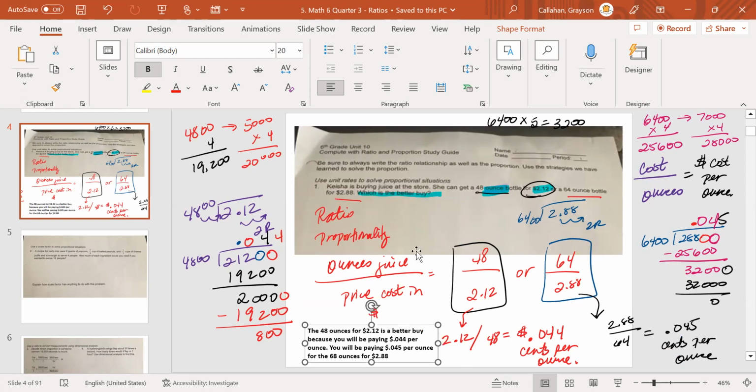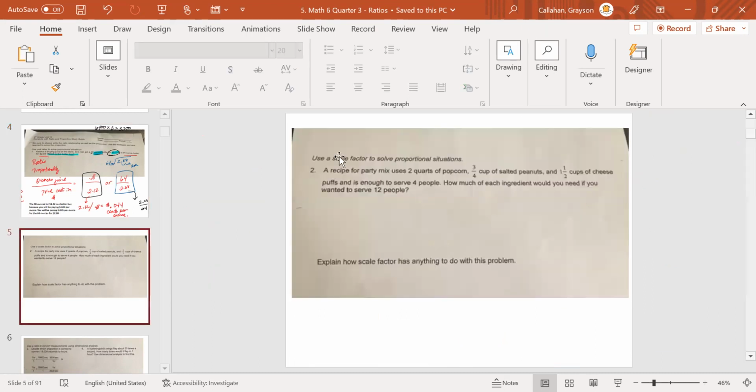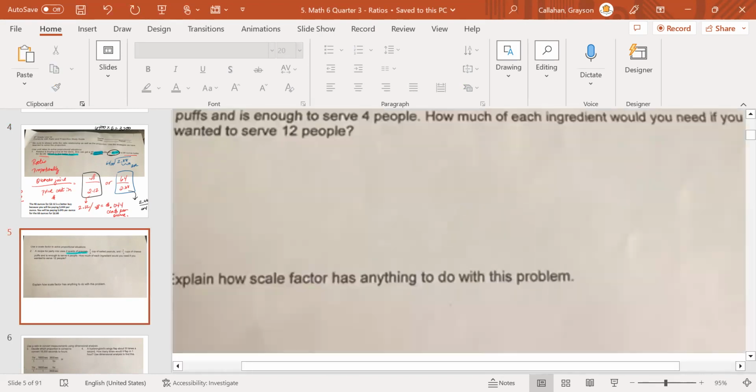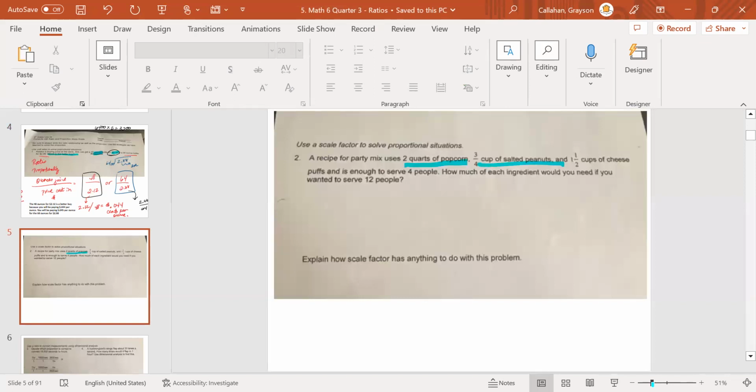So you just go back and answer the question. All right, let's go on to the next one. Number 2, a recipe for party mix uses 2 quarts of popcorn, 3 cups of salted peanuts, and 1.5 cups of cheese puffs, and is enough to serve 4 people. How many of each ingredient would you need if you want to serve 12 people?